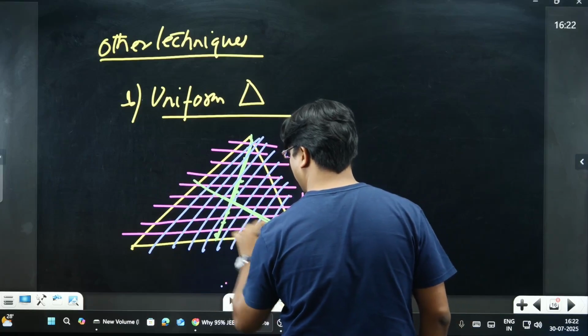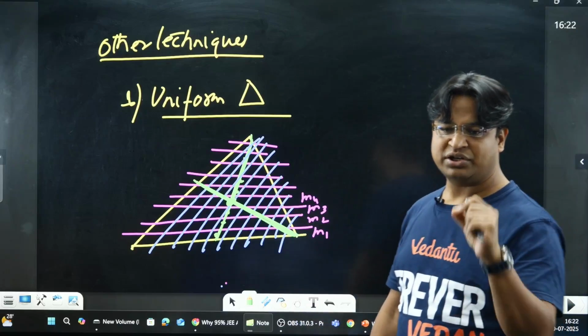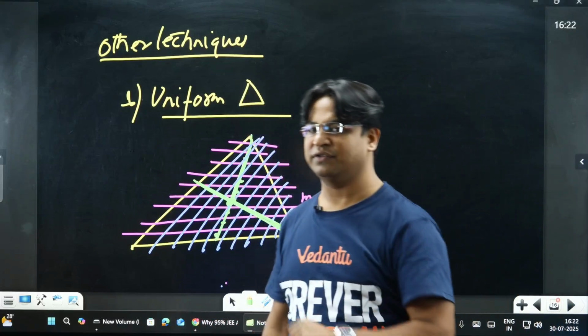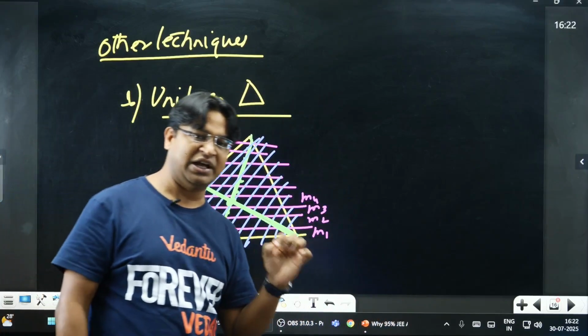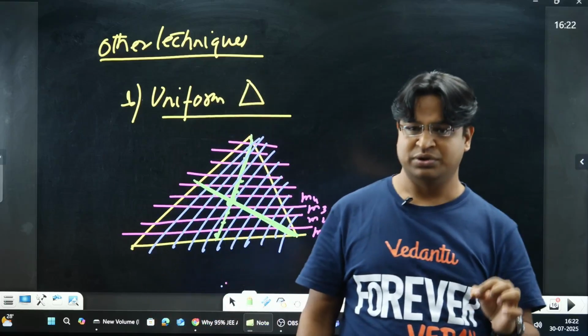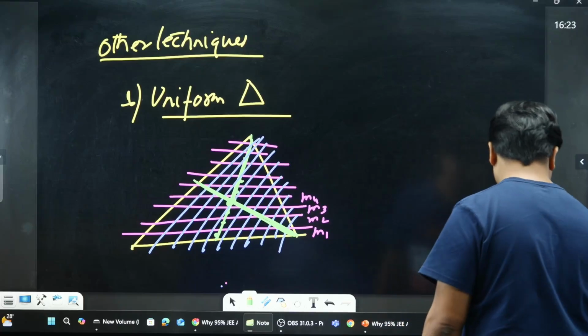So it should lie on this median as well, and therefore we will be able to prove that it has to lie on the centroid of the triangle. So we are able to prove that the center of mass of a triangle lies at the centroid without using integration. So that is one thing. Okay, let me show you another technique.